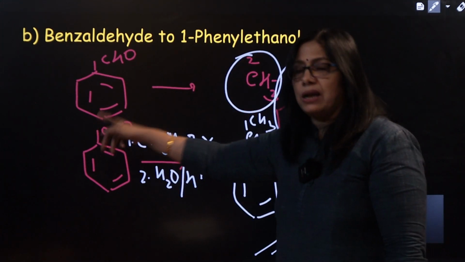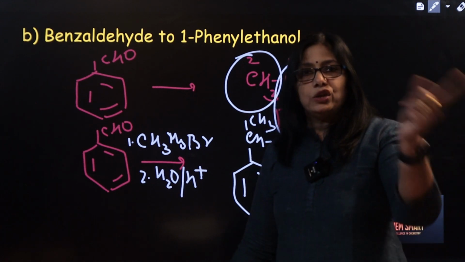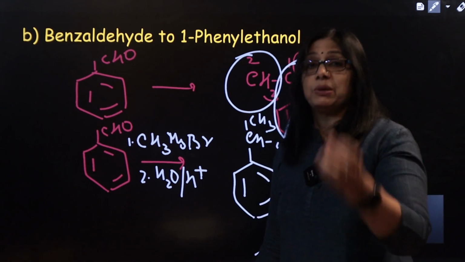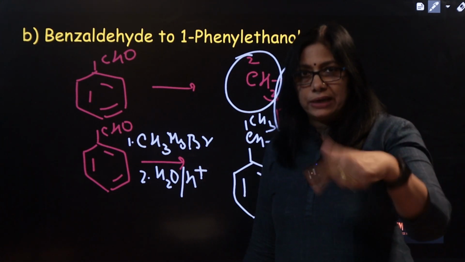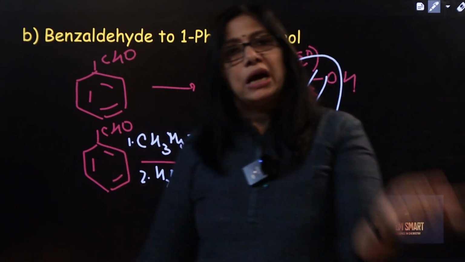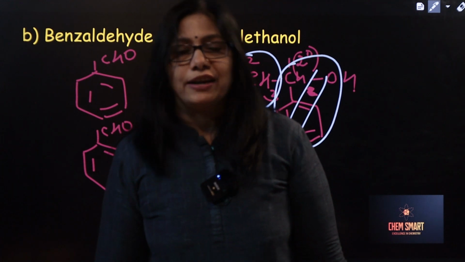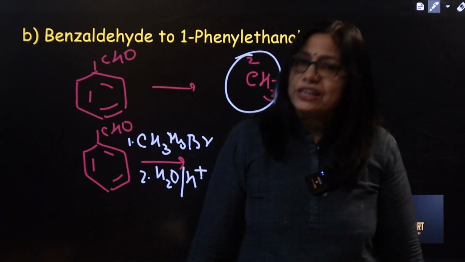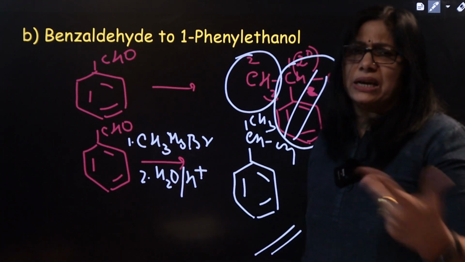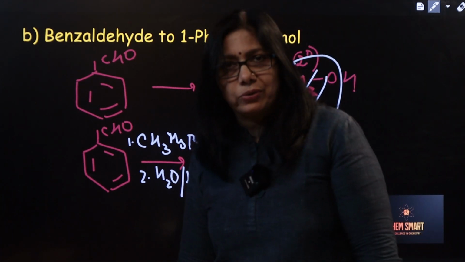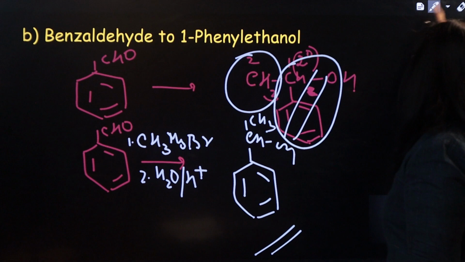Aldehyde other than methanal to secondary alcohol. Use Grignard reagent followed by hydrolysis. But which Grignard reagent? Check out which R group you need extra other than the starting material that you use in your Grignard reagent. Clear? That's what you have to do. If you want to show the adduct, you can do it. But in a conversion, it is not at all required. Okay.